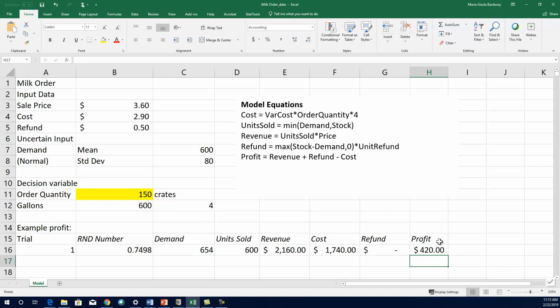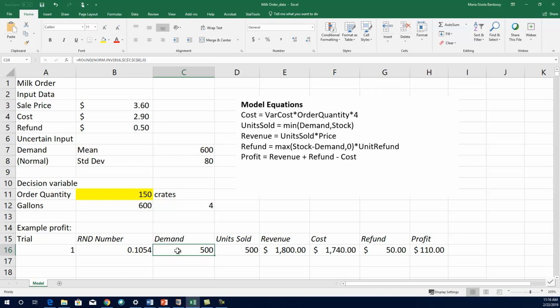Now, the other thing that I need to do is generate a random demand. And here I already have some random demand. So I have there a demand of 654. If I click anything in my spreadsheet, it's going to calculate a different value. So demand is uncertain and it changes. And the variation follows a normal distribution with mean 600 and standard deviation 80.